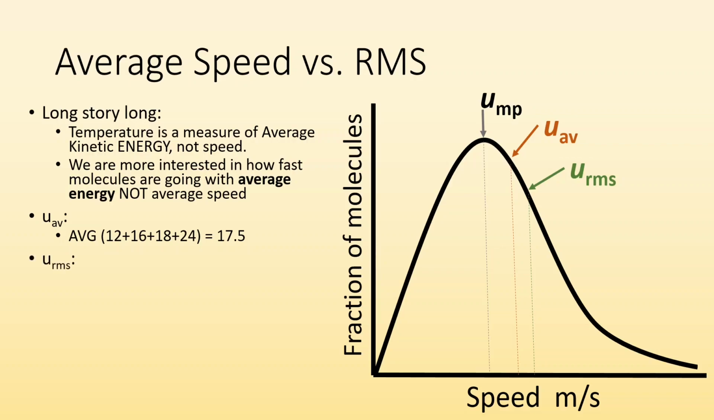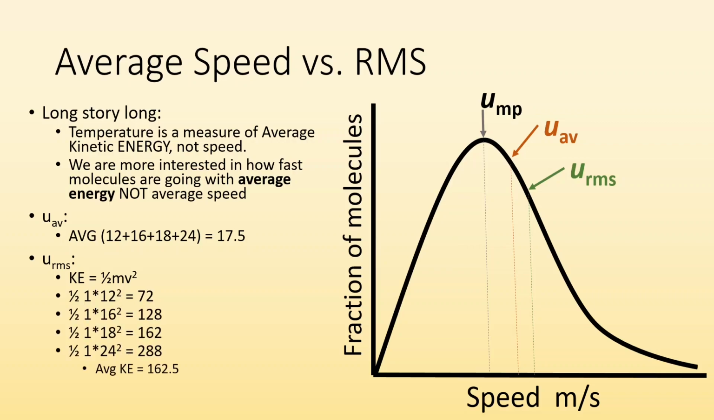Now the root mean square speed is different. We have to figure out what the average kinetic energy is first. We know kinetic energy is 1/2 mass times the speed squared. So if I do that with all the speeds for the particles, figure out the kinetic energy for each of those particles, add them all together and divide by 4, I get an average kinetic energy. And I go, all right, how fast would something be going if it had this average energy? And you get a slightly different number. You get 18 instead of 17.5.